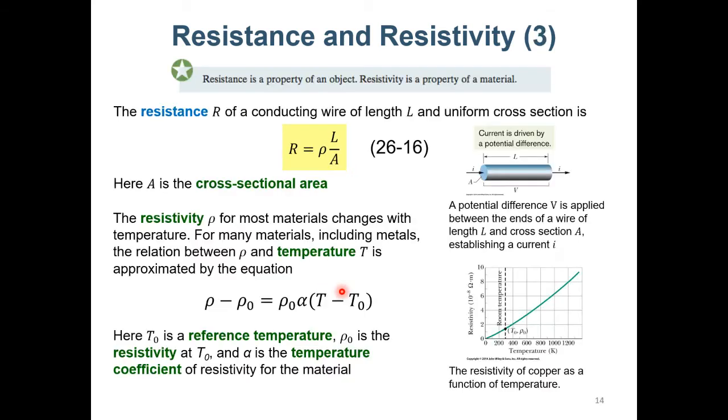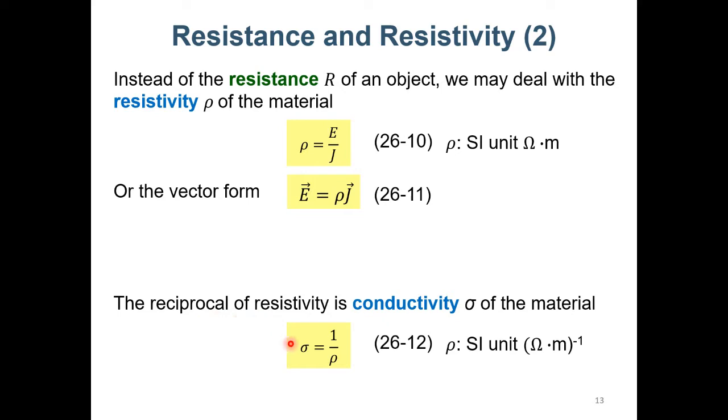We also define another variable called the conductivity, which is the reciprocal of the resistivity. It is called sigma, equals 1 over rho. For rho, the SI unit is ohm meter. For conductivity, the SI unit is ohm meter to the power of negative one. So we just defined several variables.